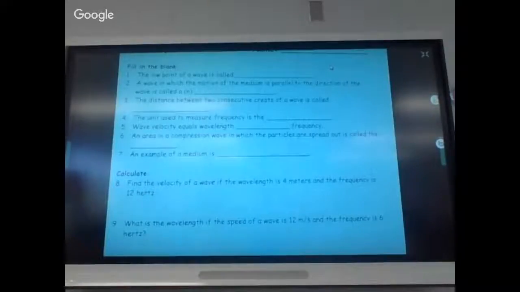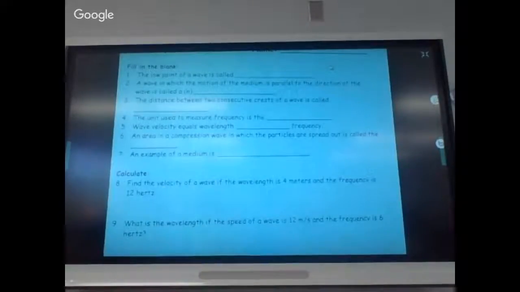An area in a compression wave in which the particles are spread out. Rarefaction. All right, an example of a medium is a solid. I took solid, I took liquid, I took gas. I had one person write hot tub, I took it. I had floor, I had water, I had all kinds of things. If you wrote any kind of example that involved something legitimate, for the most part, I took it.